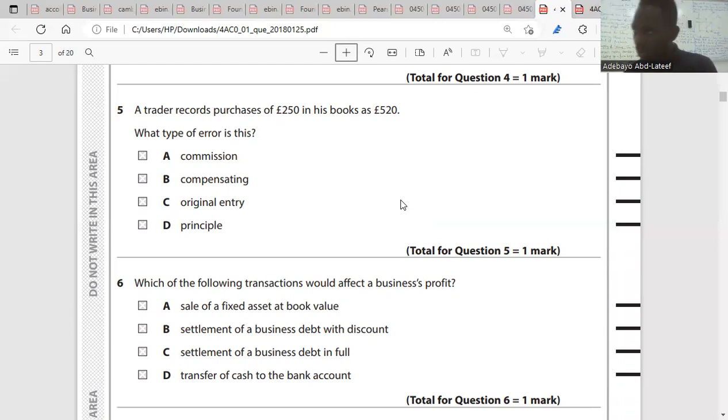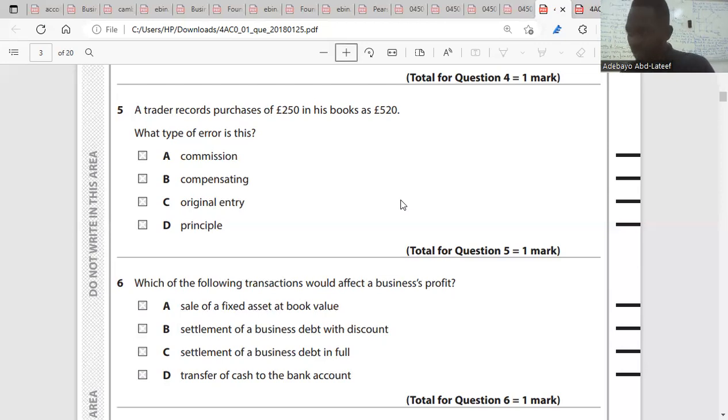For compensating error, it means on your debit side, you understate your debit side by $100 and overstate your credit side by $100. The 100 will cancel the 100. That is compensating error. Do you understand what compensating means here? You made a mistake on the credit side of $100, and at the same time, you made a mistake on the debit side of $100. So the 100 will cancel that 100. That is compensating error. Is it clear?